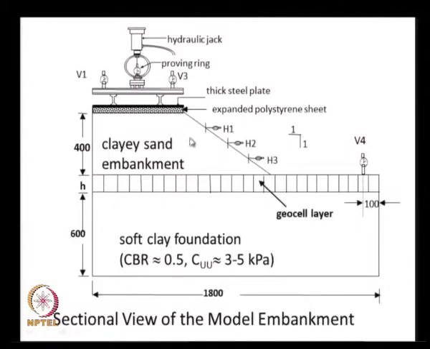Then on this soft clay layer, one layer of geocell was spread of height h, that itself is a variable that we will see, and on top of this clay, a sand embankment of height 400. To simulate higher height embankments, a uniform pressure load was applied, and this uniform pressure load was distributed evenly by providing some EPS layers, and then there was a thick steel plate, and then the load was applied through a proving ring and hydraulic jack.